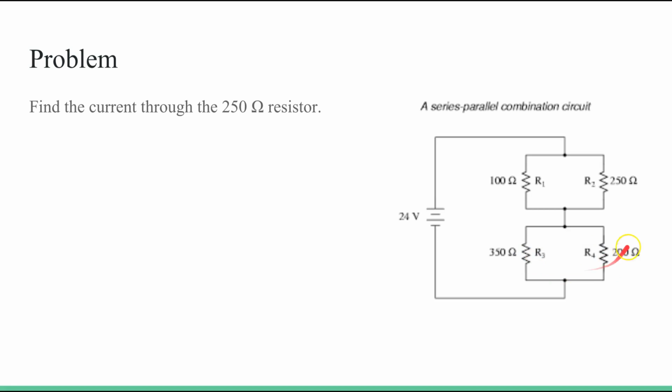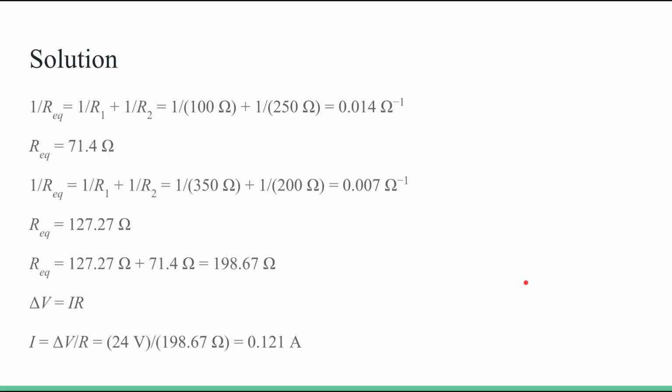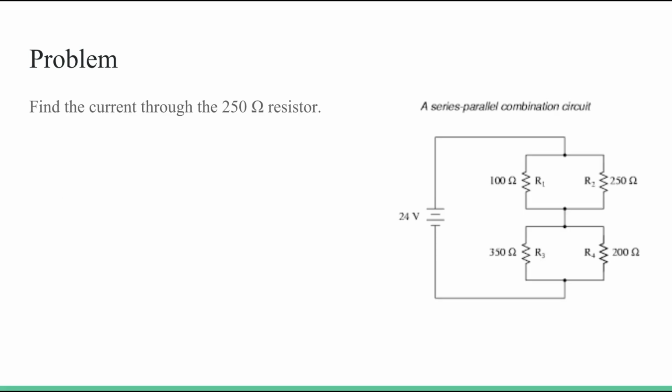So that's for this combination over here. Then you can use the same thing. Use parallel for these. Simplify this into one resistor. So 1 over 350 plus 1 over 200 equals 0.007 inverse ohms. And if you take the actual reciprocal, you get 127.27 ohms. So what you do is add these together. So 127.27 plus 71.4 ohms equals 198.67 ohms. So that's your total equivalent resistance of this combination.